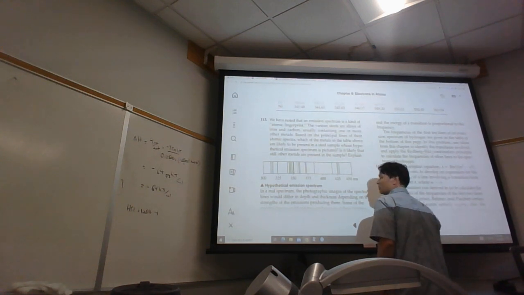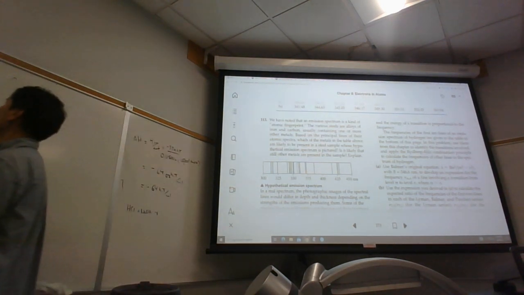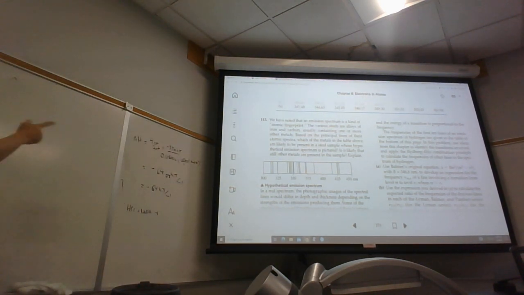And so if we want the equation in terms of frequency, then we just take C and divide it by that equation there. So this is going to be C divided by B, m squared over m squared minus n squared. And so this part A is just coming up with an equation that is in terms of frequency instead of lambda.